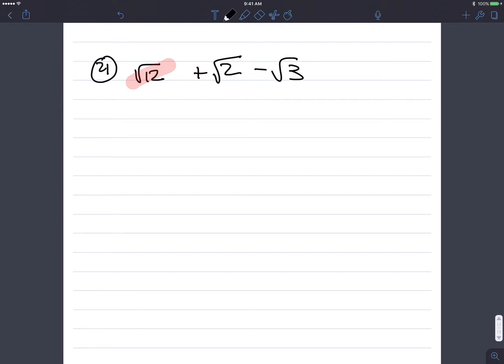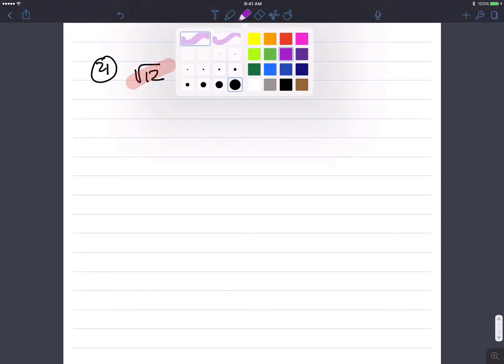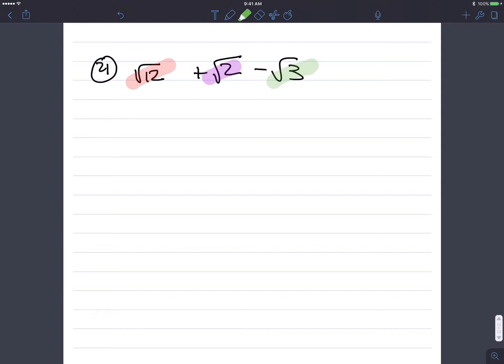So if we ever combine terms here for radicals, combining like terms, our radicals always have to be simplified. The square root of 2 is simplified. And the square root of 3 is also simplified. So the only radical I have to simplify is the one in red.